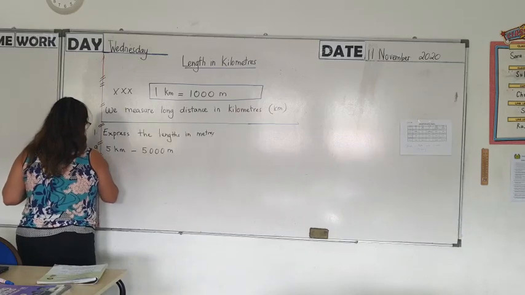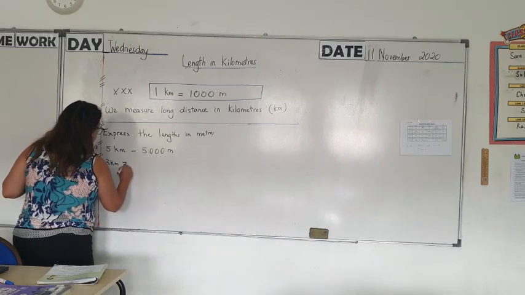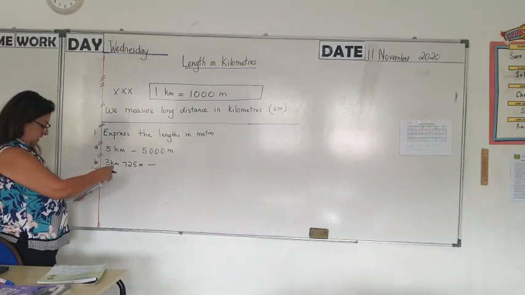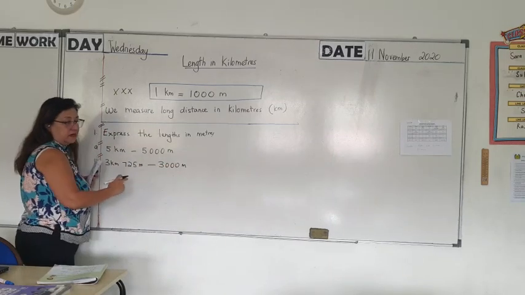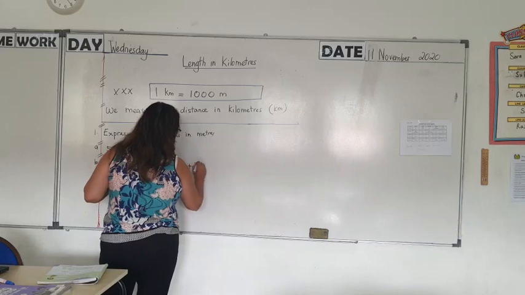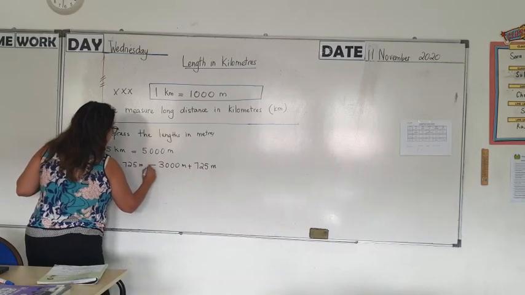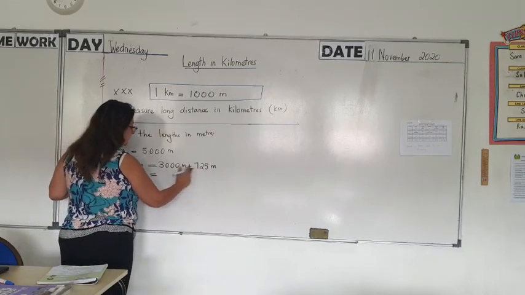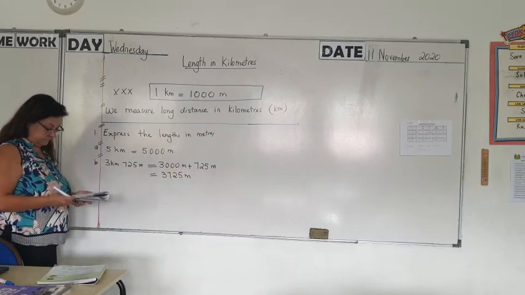Then B, 3 km and 725 m. Now, 3 km is 3000 m. Children, you will not have space to write all in one line, so you need to squeeze the 3000. Please squeeze it. There is no place to write down one number in one box. So, what is 3000? 3000 m is 3 kilometers. So 3000 m plus 725 is 3725 m.